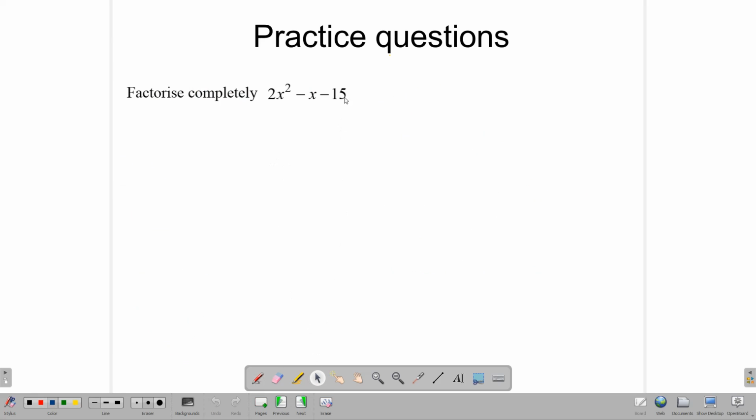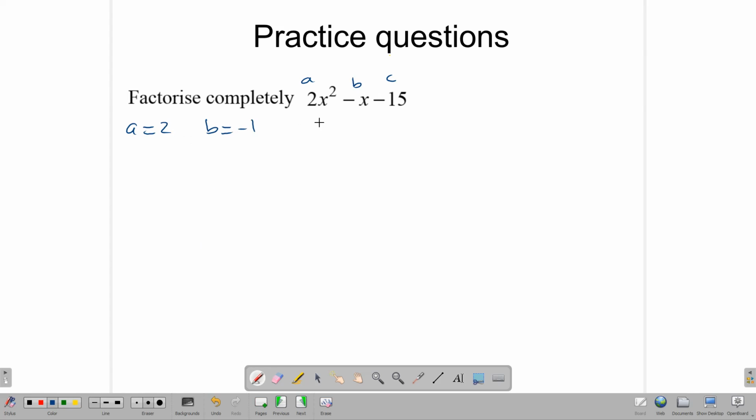Here, again, let me just make this a little bigger. So we are going to factorize completely 2x squared minus x minus 15. Now again, let's label them. This is our A, this is our B, this is our C. So here our A is 2, our B is negative 1. Remember that the coefficient here is negative 1. And our C here is negative 15. So we're going to start by saying A times C. A times C would be 2 times negative 15, which gives us a negative 30.